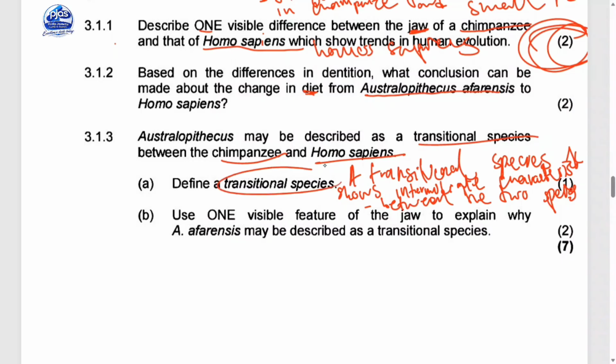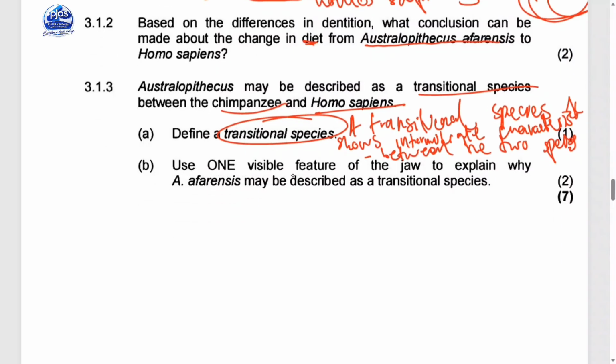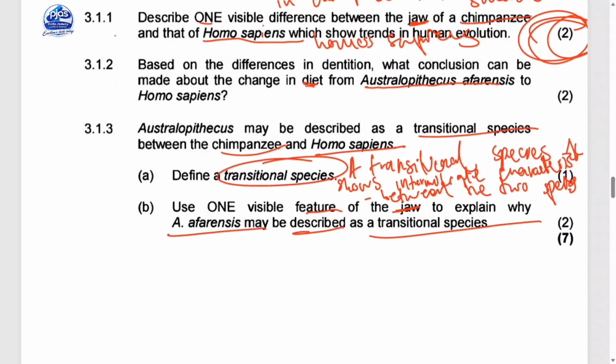They might ask you guys, so you need to know. Meaning that now it is the species that shows what? The characteristics of the two species. So now they say that now use one visible feature of the jaw to explain why Australopithecus afarensis may be described as a transitional species.